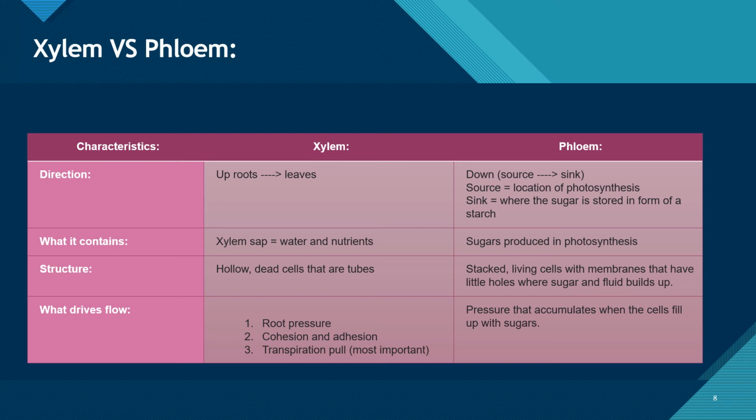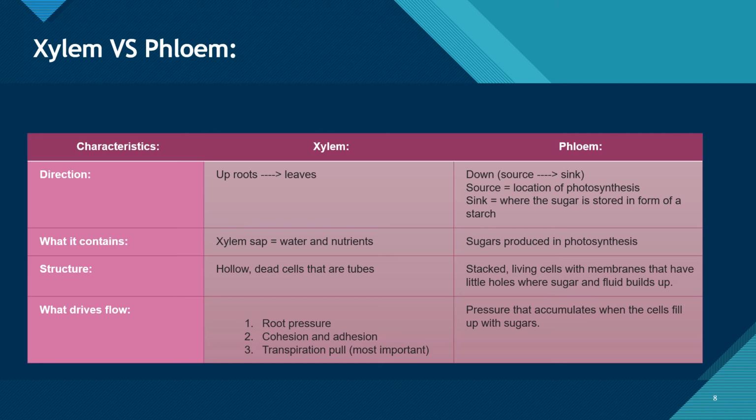Phloem, on the other hand, remember, it's the flow down, so xylem is up, phloem is down, and it's from source to sink. The source is the location of photosynthesis, and the sink is where sugar is stored in the form of starch. Phloem contains sugars produced in photosynthesis. Its structure is stacked living cells with membranes that have little tiny holes where that sugar and fluid build up to create the pressure.